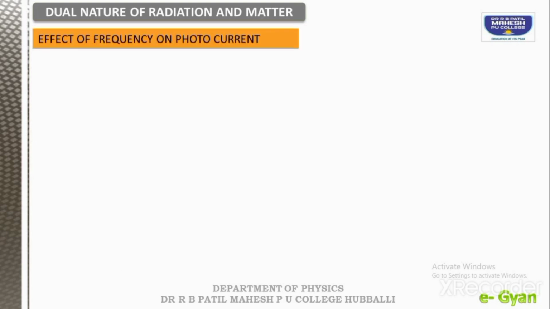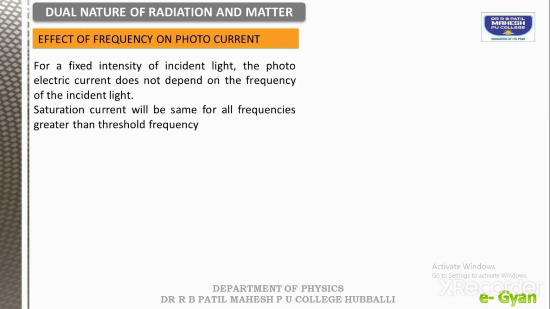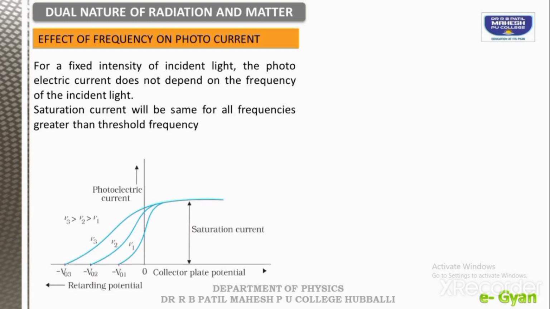Now we will come to another topic, the effect of frequency on photocurrent. For a fixed intensity of incident light, the photoelectric current does not depend on the frequency of incident light. Let us see with the help of a graph. Here, the y-axis is photoelectric current and the x-axis represents collector plate potential. On the right side we have positive potential, on the left side retarding potential. Here is the saturation current, which I am representing with the color pink.